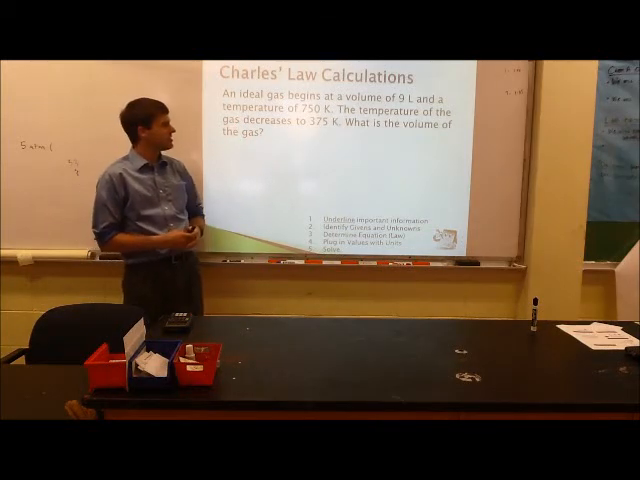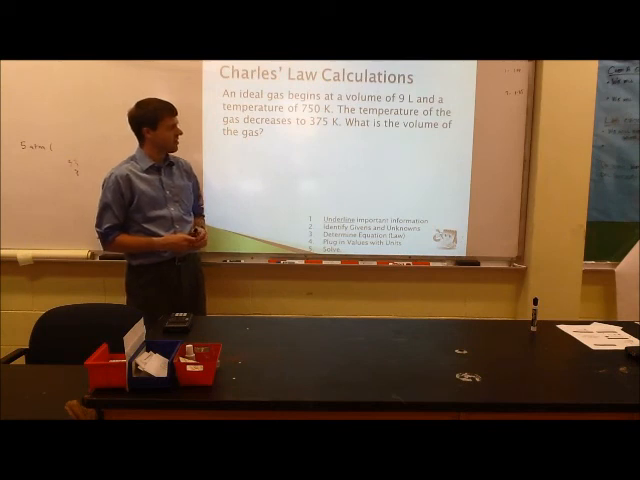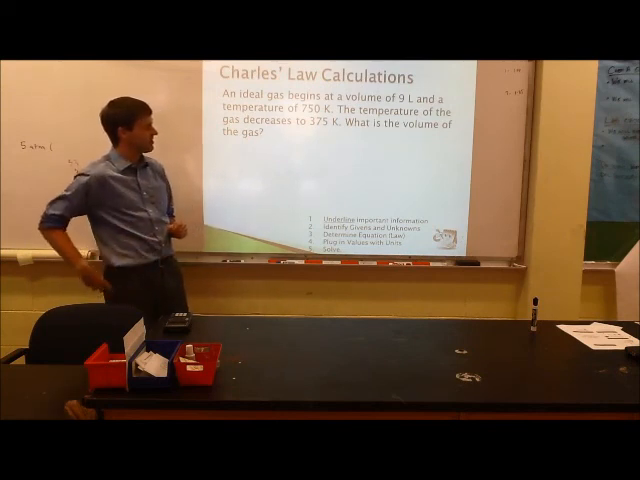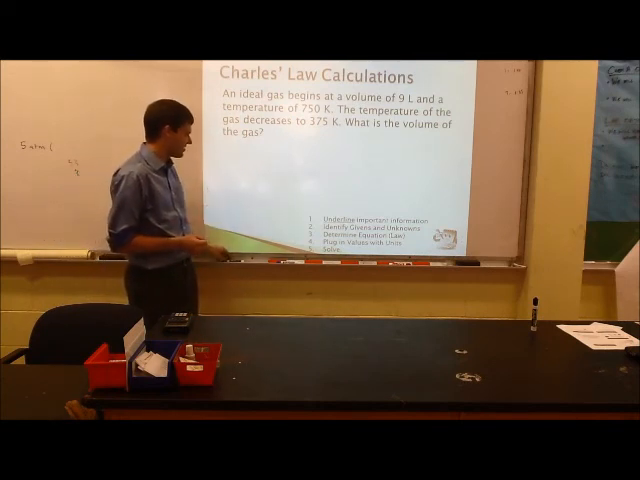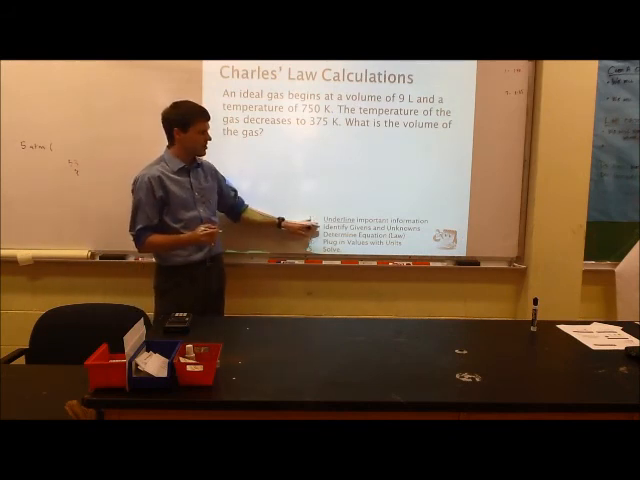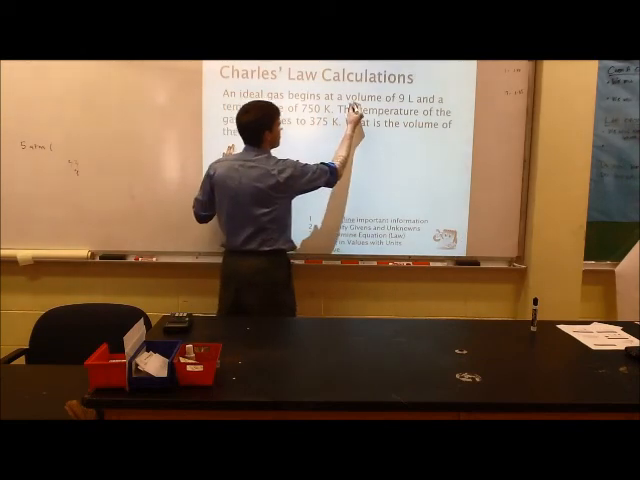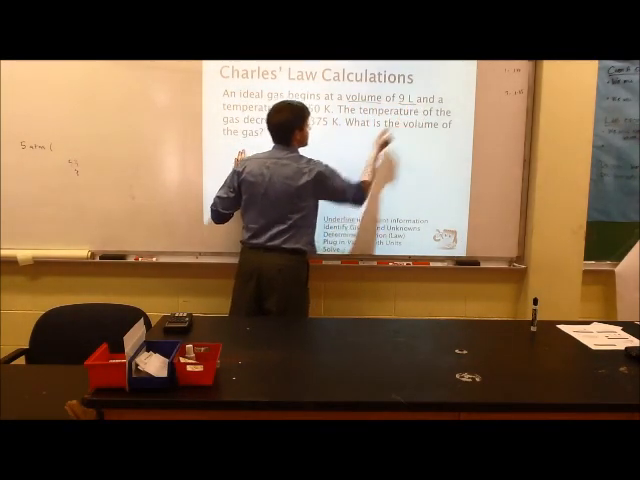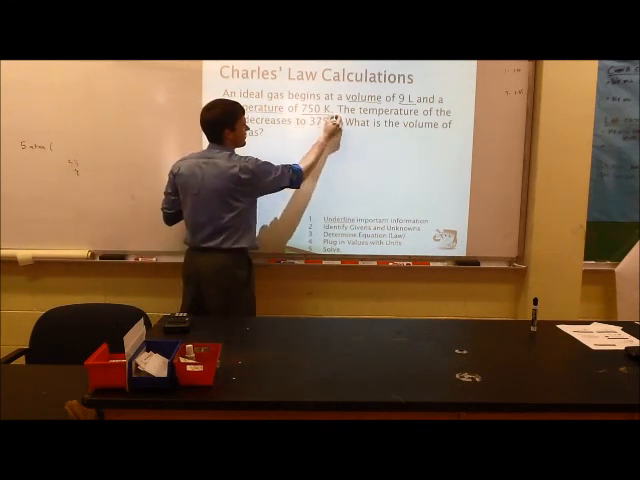An ideal gas begins at a volume of 9 liters and a temperature of 750 Kelvin. The temperature of the gas decreases to 375 Kelvin, and we're going to try to determine the new volume of the gas. So again, the first thing that we're going to do is underline the important information. So it begins at a volume of 9 liters and a temperature of 750 Kelvin.